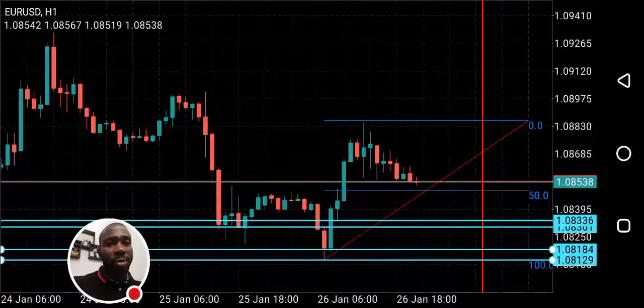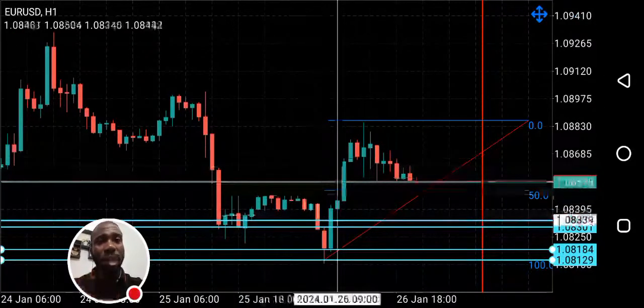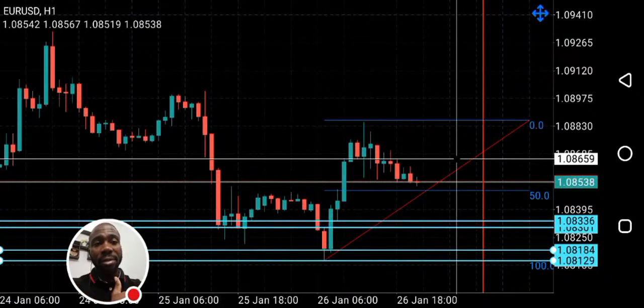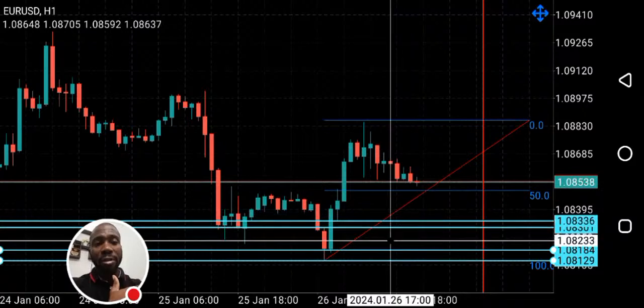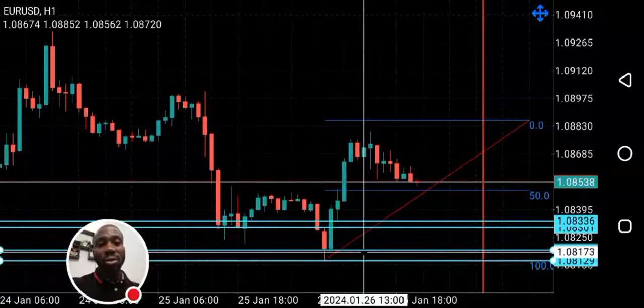That's my take on Euro USD. My bias at the moment, with what we have on the 4-hour time frame and 1-hour time frame, will be a buy. If price pulls back and fills this gap, I would buy. But if this support is broken, I could decide to sell or just wait for another good buy opportunity on Euro USD.